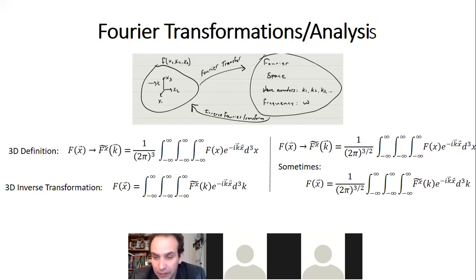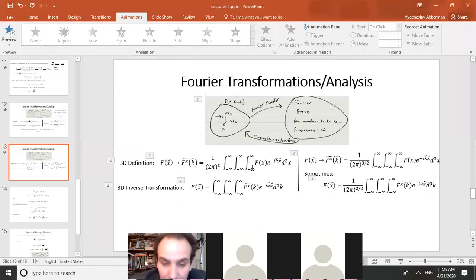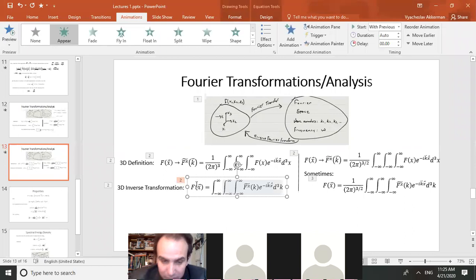Sometimes people introduce, instead of 2 pi, the square root of 2 pi, so now it will be (2 pi) to the power 3 over 2. And then the inverse transformation will be like this. Again, I do recommend what you can do. It will be easier. I do recommend take this formula and take this formula if you can.